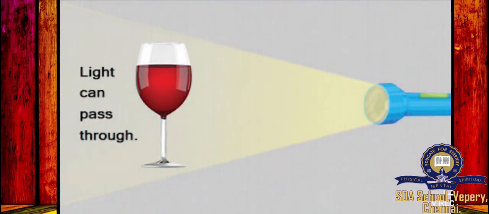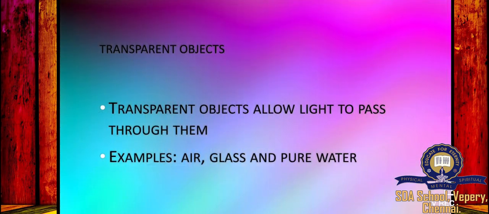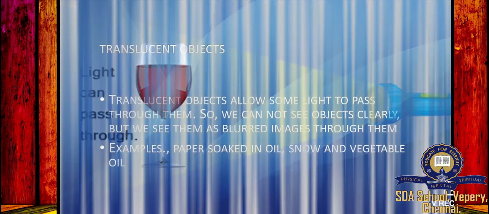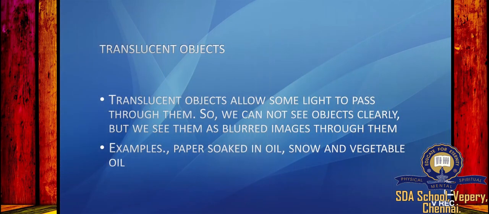In this picture, you can see the light can easily pass through the glass, right? So this is the best picture for transparent objects. Transparent objects are the objects which allow light to pass through them. Whereas translucent objects will allow some light to pass through them.